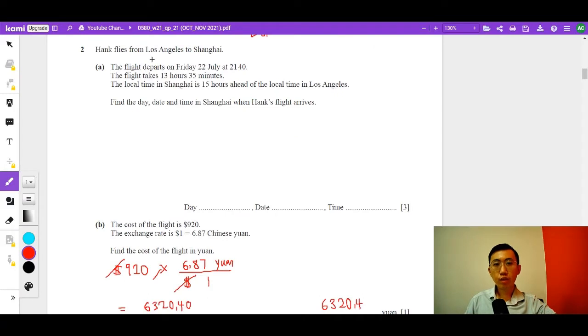Hank flies from Los Angeles to Shanghai. I have a question for you. How do you pronounce this? Is it Los Angeles or Los Angeles? Comment below, you're going to teach teacher how to pronounce this word.